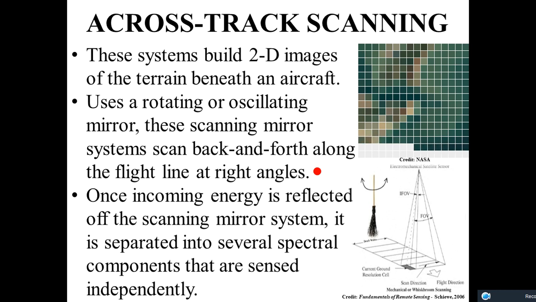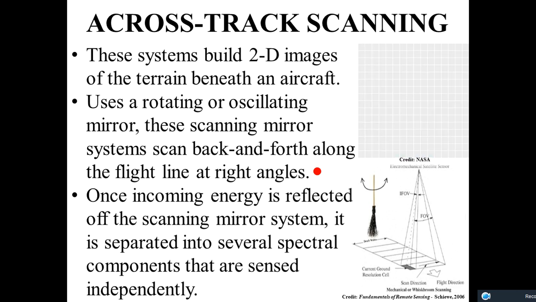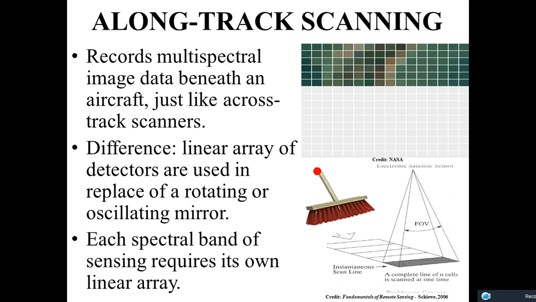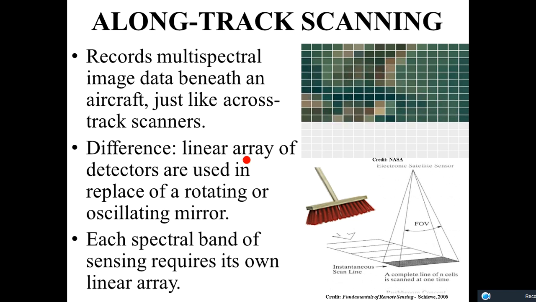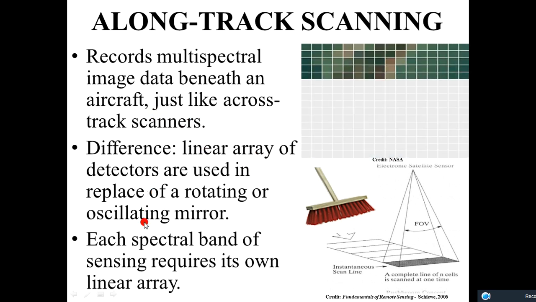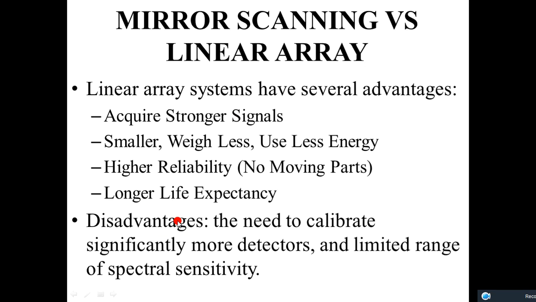Across-track scanners are like whisk broom scanners. They have a scanning mirror system, okay, and the system scans back and forth along the flight line at right angles. Whereas the along-track scanner, also known as the push broom scanner, records multispectral images just beneath the aircraft, and it has a linear array of detectors. It doesn't have an oscillating mirror, okay.